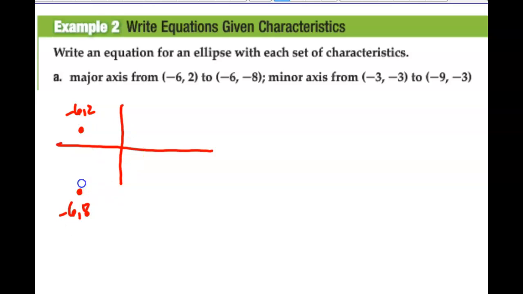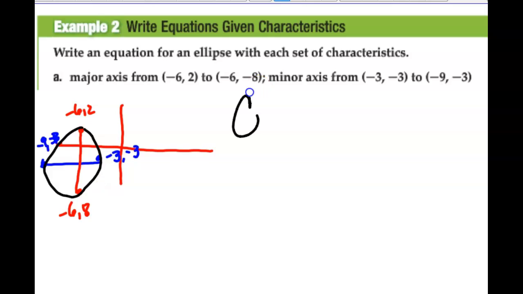That's the major axis, which means those are the vertices, right, guys? Definition of vertices: they are at the ends of the major axis. The minor axis goes from -3, -3 to -9, -3 this way. Okay, so my picture is horrendous. But what can you tell me? Where are you going to find the center? You have to know the center.